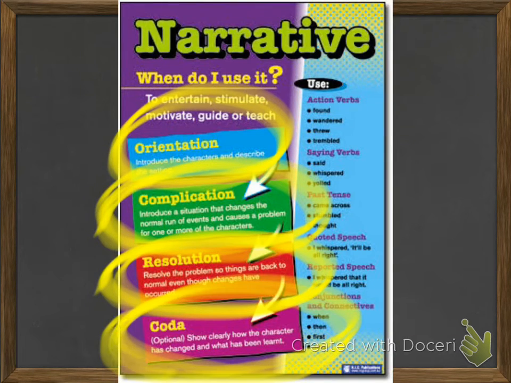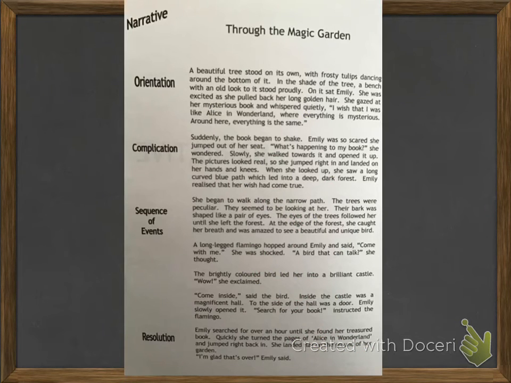Now, the last part you see here is called a coda. Not all stories have a coda, but a coda sometimes is present in a story, and that tells us what our main character has learnt along the way. But again, a lot of stories don't have them, and when we write them, they won't necessarily have to have them.